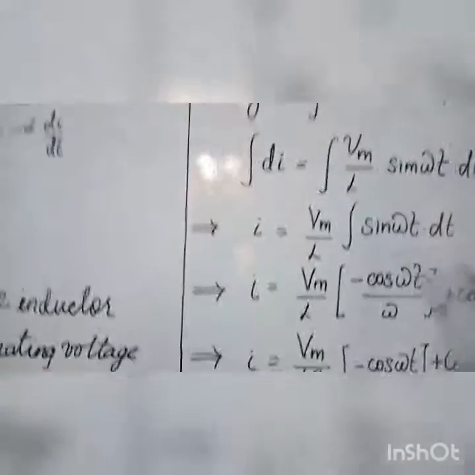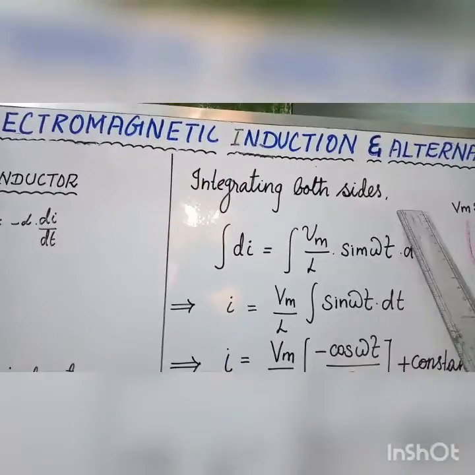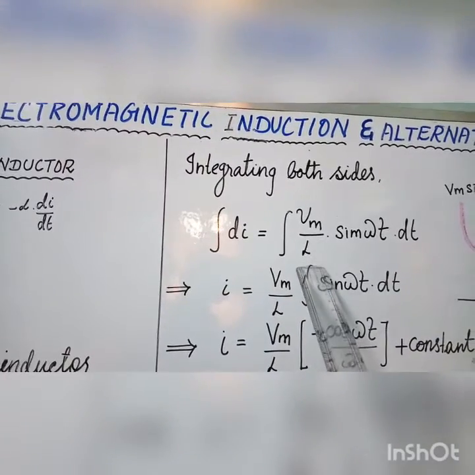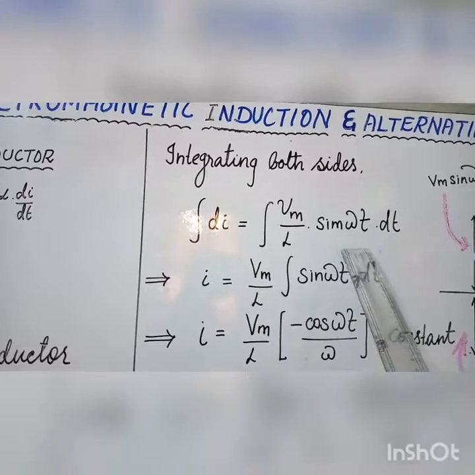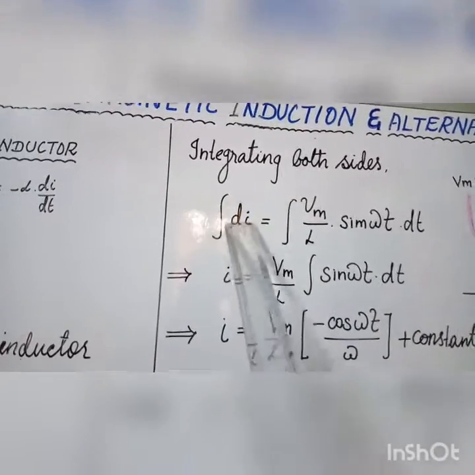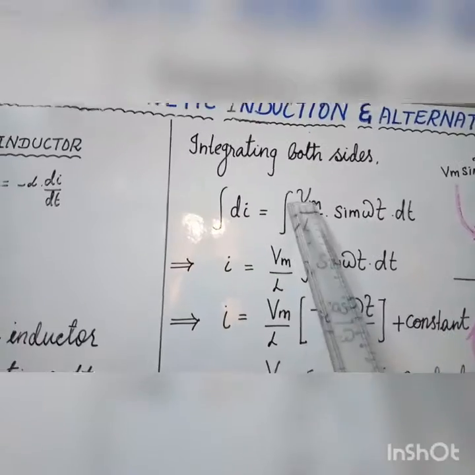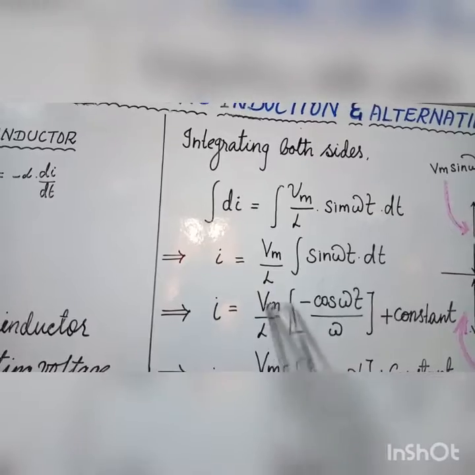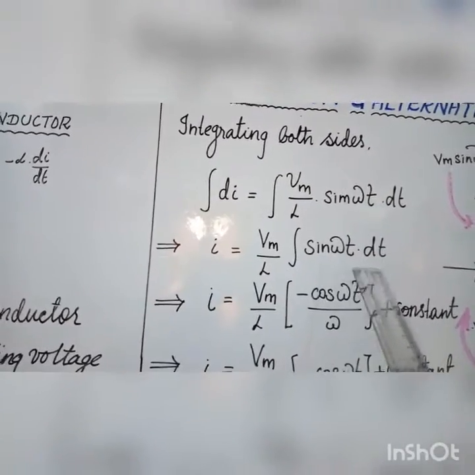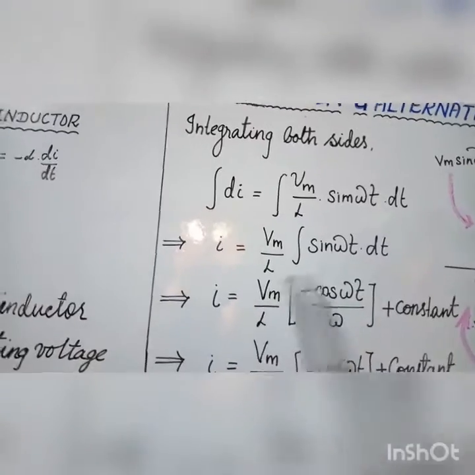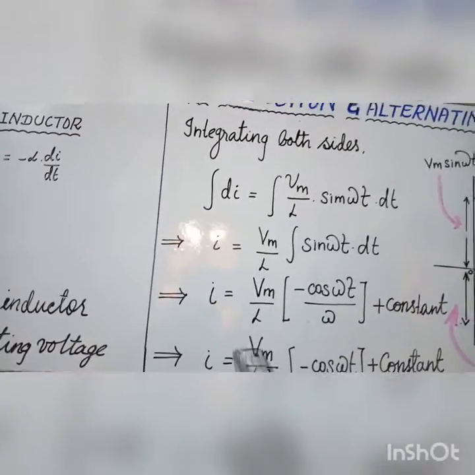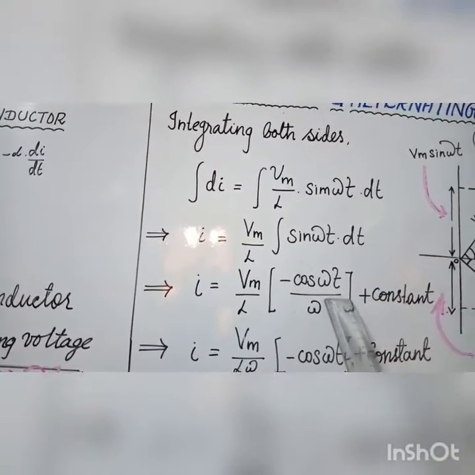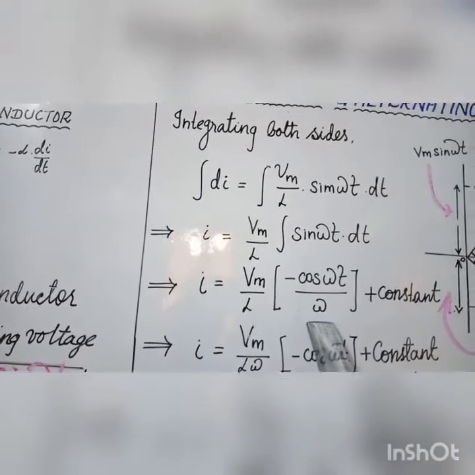Now we take the integration of both sides. The integration of di is equal to the integration of Vm divided by L, into sin omega t into dt. The integration of di is equal to I. Vm by L is a constant, so we have Vm by L times the integration of sin omega t into dt. Here I is equal to Vm by L times the integral of sin omega t, which is minus cos omega t divided by omega.